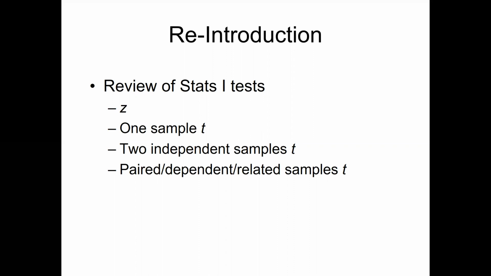Those samples have to be independent. They can't have any overlapping cases. So there can't be anybody who's in one sample and also in another sample. They shouldn't be, for instance, relatives. They're not paired.